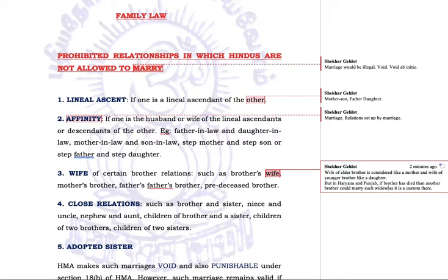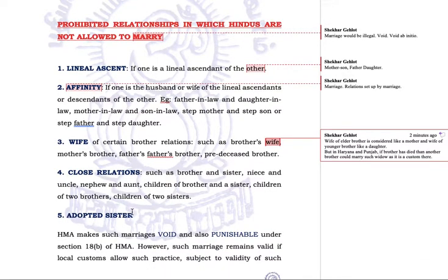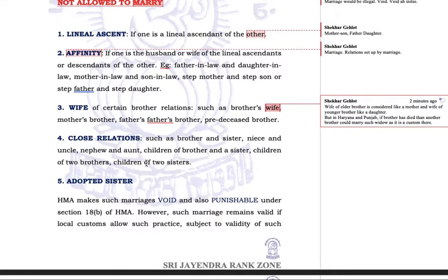They cannot marry. Adopted sister or adopted brother: a Hindu is not allowed to marry an adopted sister or brother, because he or she is also considered a part of the family, just like these close relations. The Hindu Marriage Act makes such ceremonies void. If you enter into these relationships, they are void and also punishable.